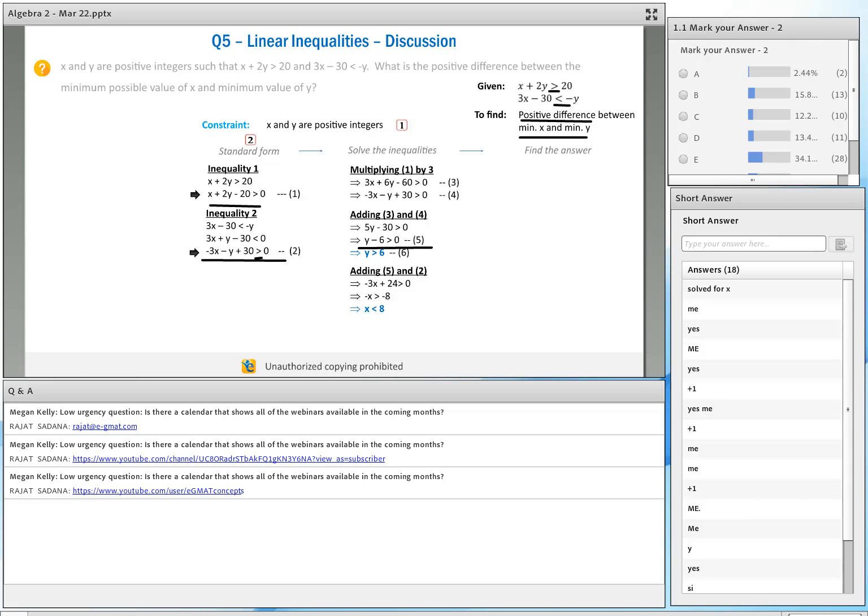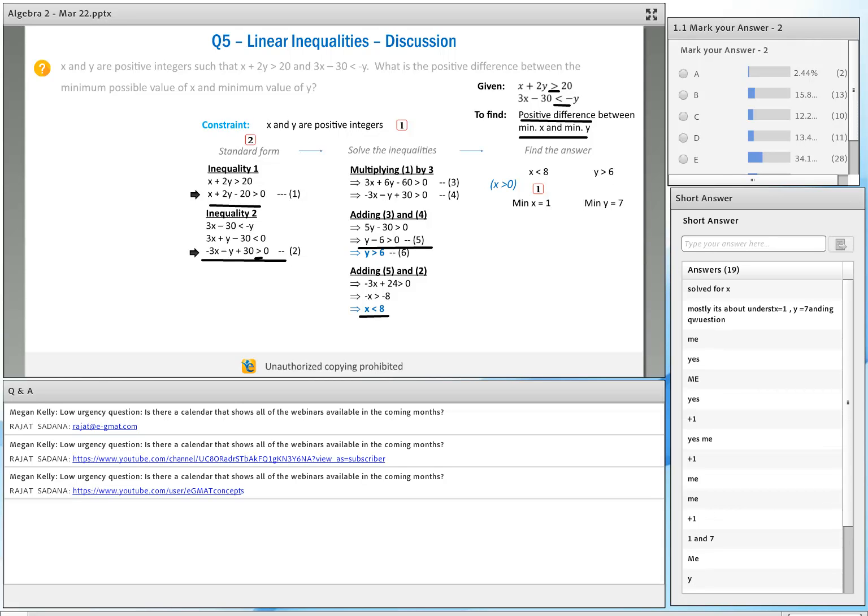As you do that, you ask yourself, what's the minimum possible value of x, and what's the minimum possible value of y? The minimum possible value of x is 1. The minimum possible value of y is 7. Remember why? Because both of them are positive. And then the positive difference between the minimum possible value of x and the minimum possible value of y is 7 minus 1, which is 6. If you chose choice B, you took the maximum possible value of x and the minimum possible value of y, and that's when you would get 0.